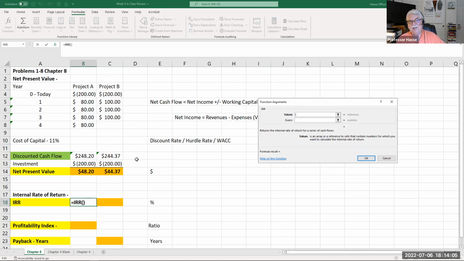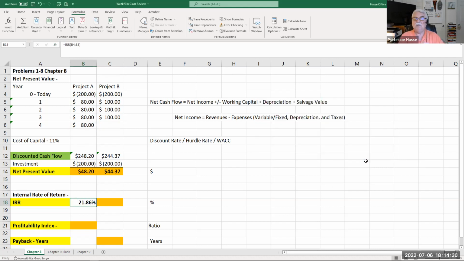Now the values have to go from year 0 to year 4. I'm including the investment year and the 4 years of cash flow. So it goes from B4 to B8. I'm taking that as determining the return on investment. Hit OK, 21.86%. So if this was General Electric, they would approve it. It's over 20%. 21.86% is the return on this investment over its depreciable life.